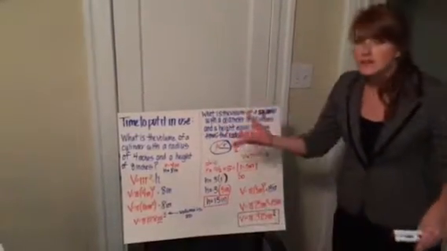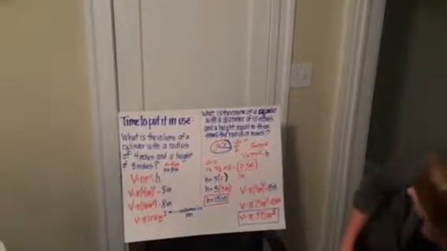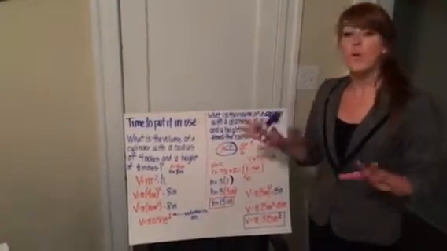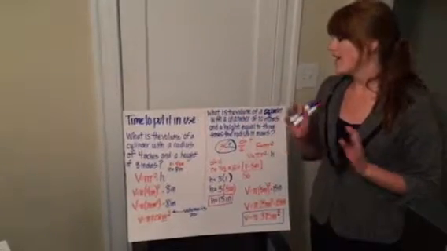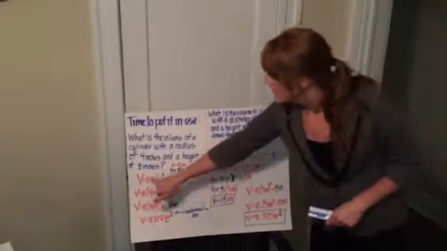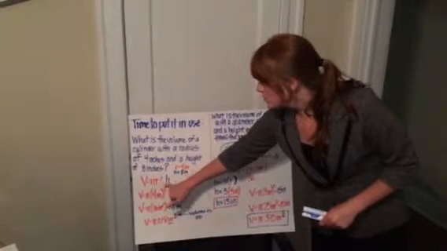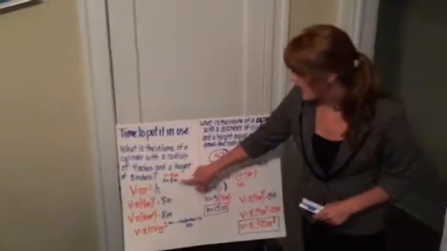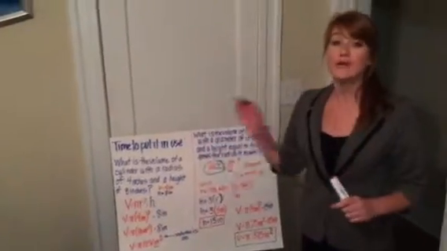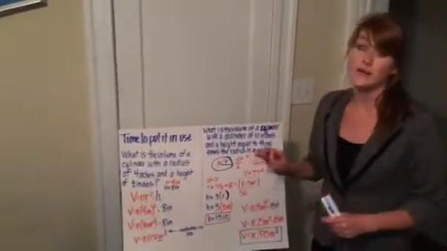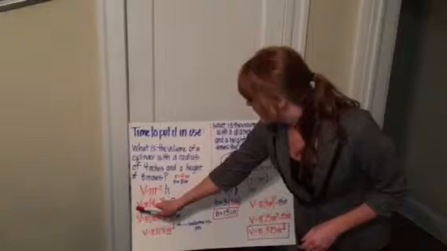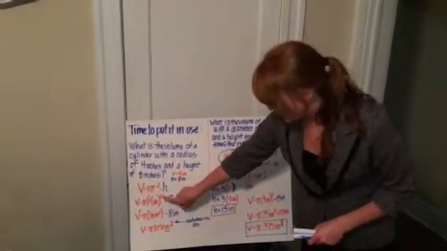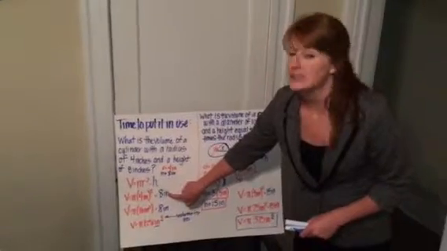Our volume is equal to pi r squared times our height. Now, let's do a problem. What is the volume of a cylinder with a radius of 4 inches and a height of 8 inches? All right, so volume is equal to pi r squared times height. Our radius is 4 inches and our height is 8 inches. So make sure you bring along those units because that's very important.